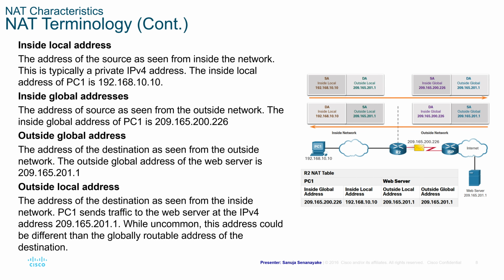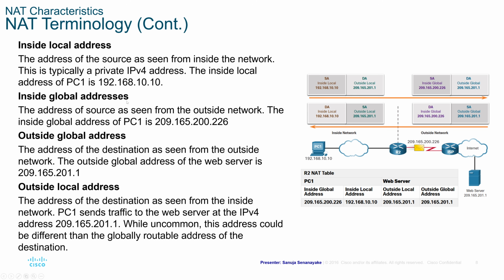Inside local address: the address of the source as seen from the inside of the network is the inside local address. This is typically a private IPv4 address. The inside local address of PC1 in this example is 192.168.10.10, because that is the local internal IP address of that PC. So that is the inside local address.